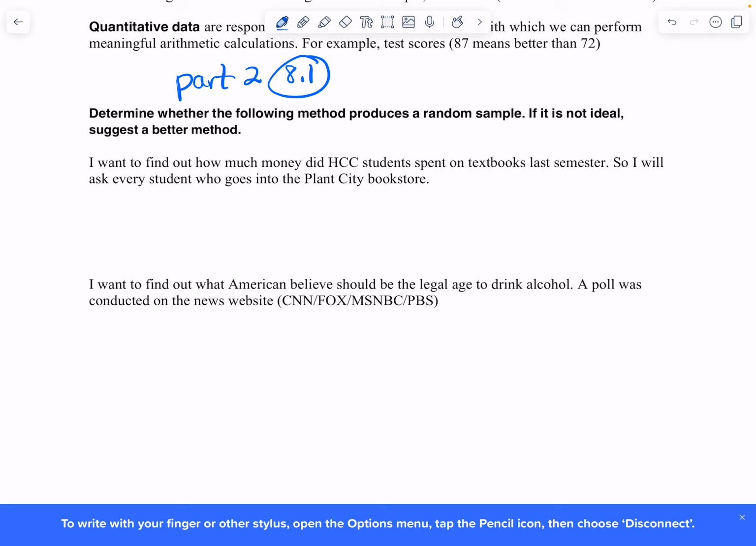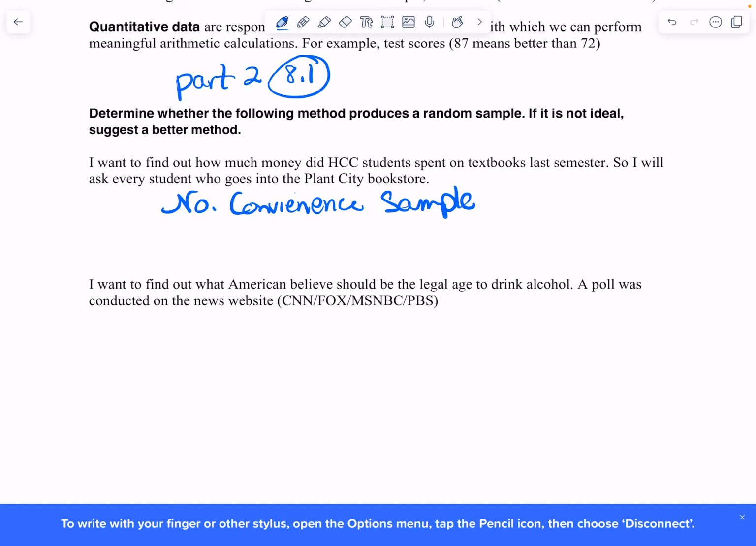So the first example is, I want to find out how much money HCC students spent on textbooks last semester. So I will ask every student who goes into the Plant City bookstore how much they spend. Is this a great random sample? And the answer is no. It's a convenience sample. If I'm standing outside the bookstore, I'm just gathering people who are there. That is not a random sample. Remember, random sample means every single student has an equal chance of being selected.